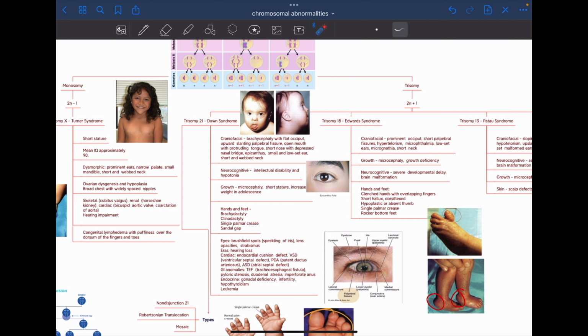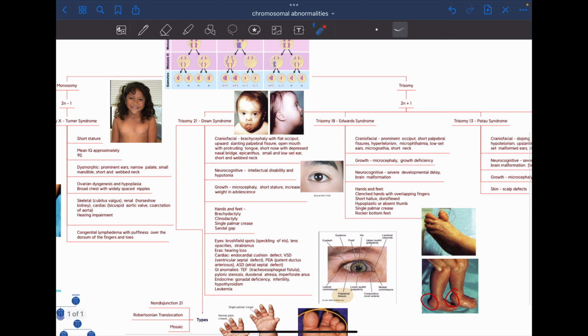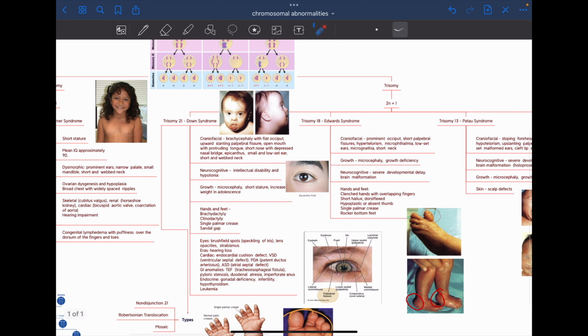If we're looking at the craniofacial or face region and what changes we can see in the face, usually there is brachycephaly, which is a lower than normal ratio of the skull's length to the skull's width. There is a flat occiput, or back of head. There is upward slanting palpebral fissure. This is the palpebral fissure here in the picture. There is the protruding tongue. So you can see in this picture, the baby has a protruding tongue.